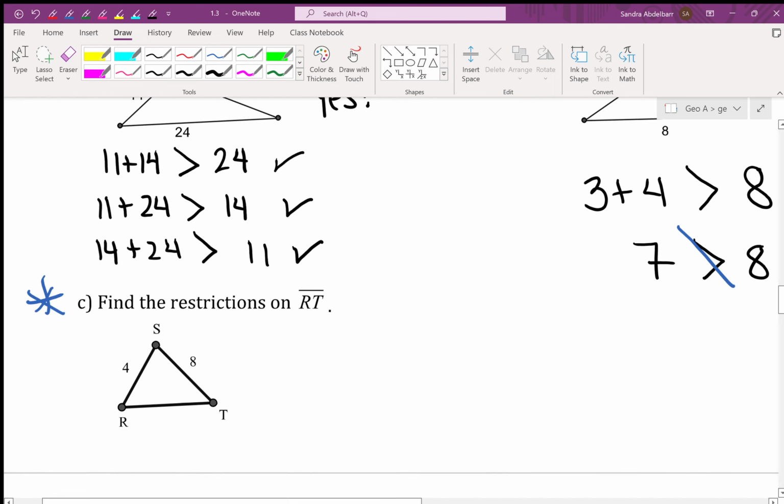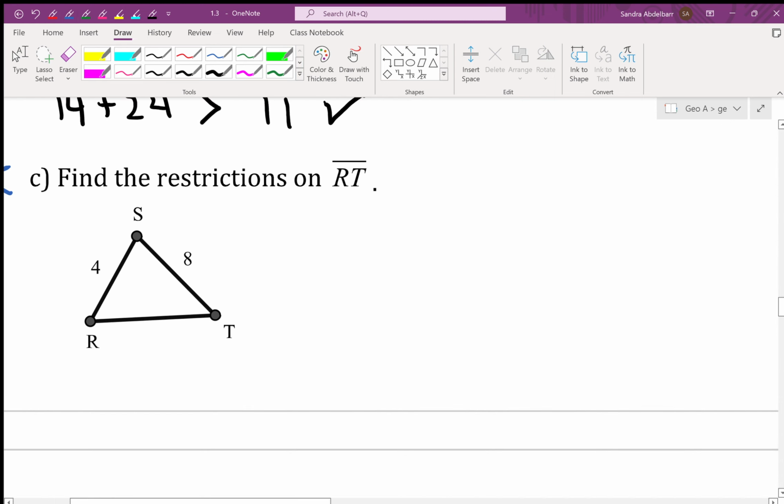Well, this is a triangle. We need it to fit together perfectly to make a nice triangle. So what does the rule say? The rule says the two sides added together have to be what in comparison to the last side? Greater than the last side. So RT has to be less than, right? The two sides have to be bigger than the third side. So RT has to be less than 8 plus 4.